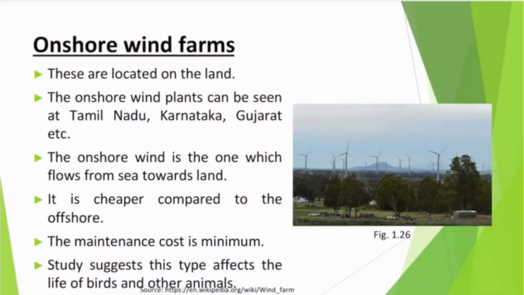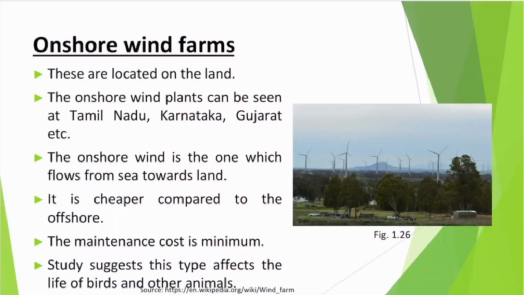Now, let us try to understand the technology and the challenges with onshore and offshore. As you all know, onshore wind farms are very easy to install and they are located on land. Onshore wind plants can be seen in India in many places, especially coastal India, that is Tamil Nadu, Karnataka and Gujarat. Onshore wind is the one which flows from the sea towards the land. So when there is a wind flow from the sea towards the land, that is the location where such onshore wind turbines can be installed.